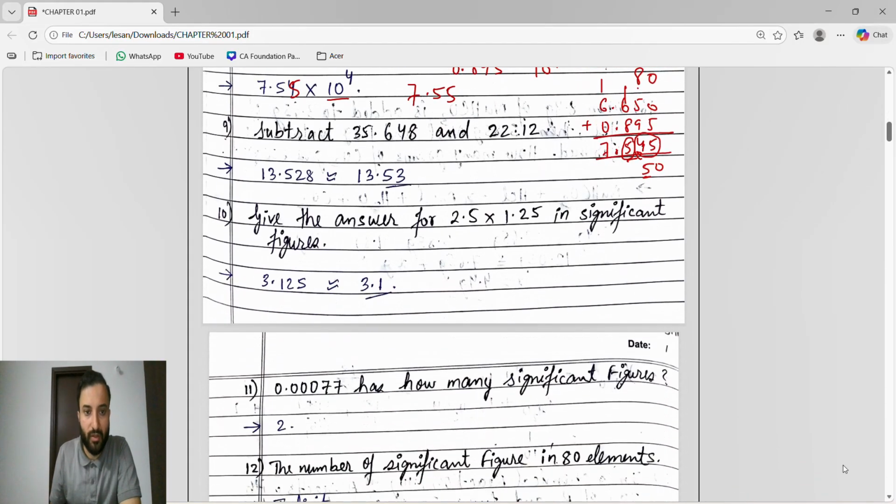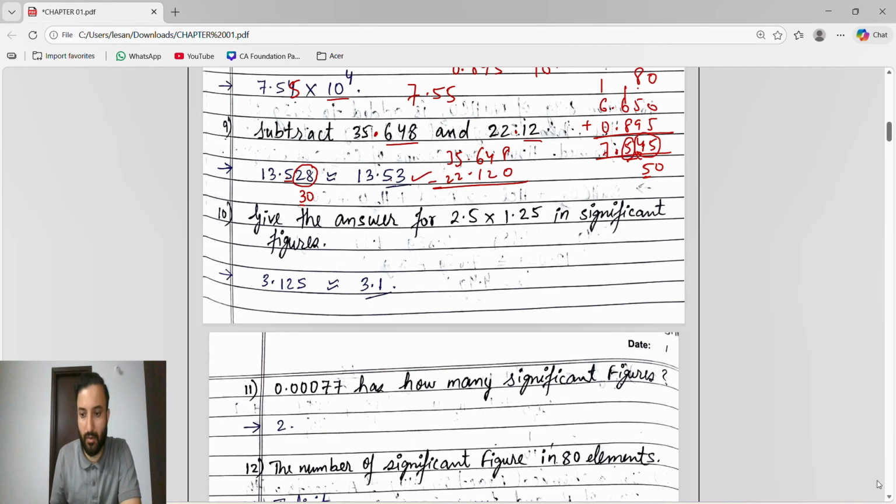Now for this one you have to subtract 22.12 from 35.648. If you know how to subtract, first we write the bigger number, 35.648, and from that we subtract 22.12, and nothing is there, which means 0. When you do that, you get 13.528. In this subtraction, the lowest decimal, 22.12, has 2 digits, while this has 3 digits, so we round off to 2 digits. The first digit remains as it is, 13.5. For rounding off the second digit we check this, 28 will round off to 30.